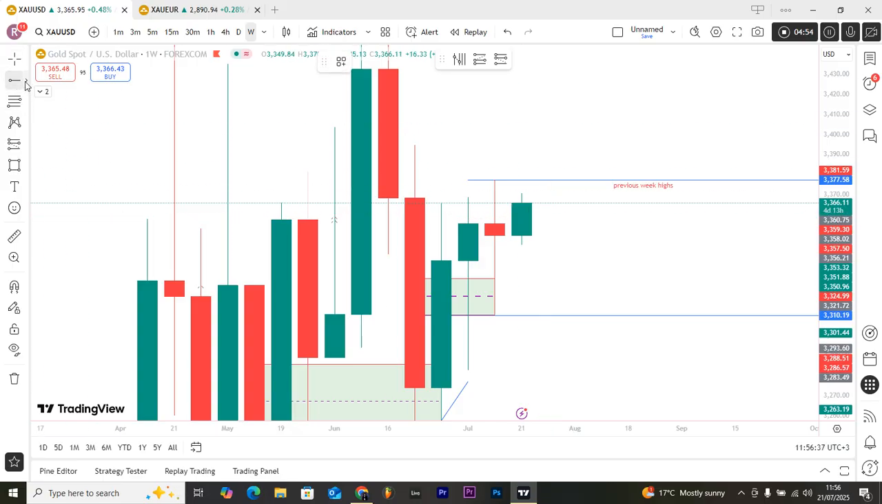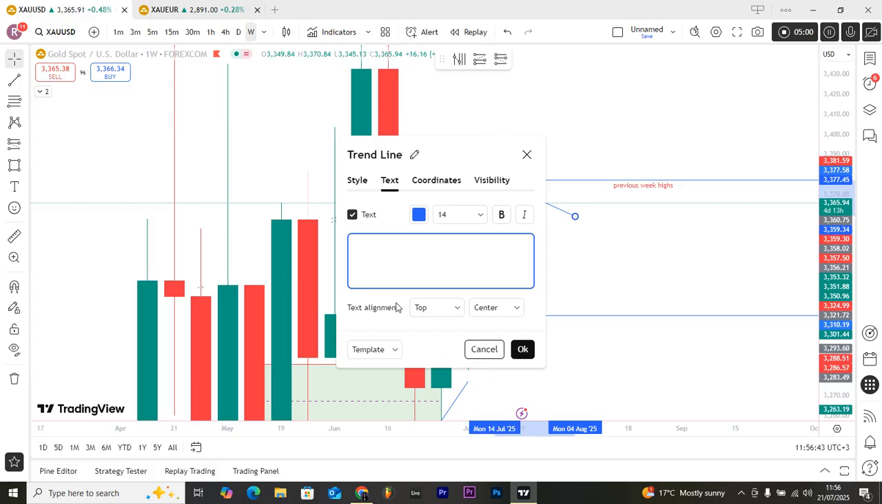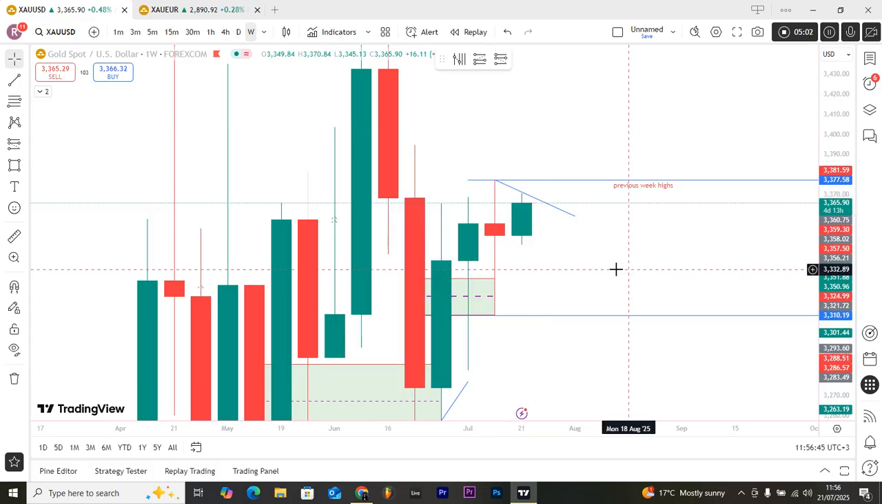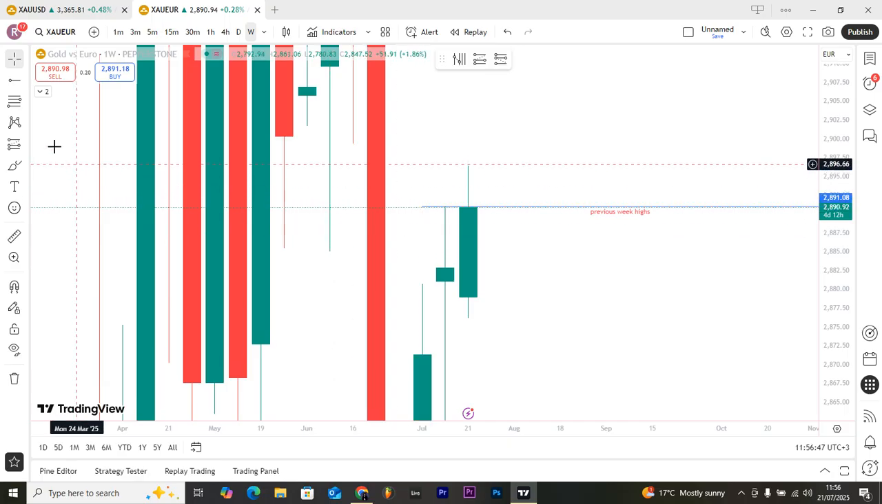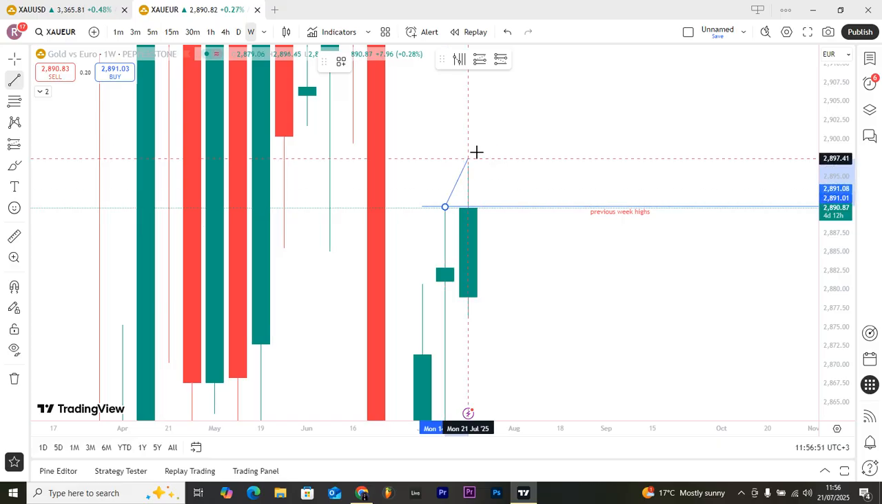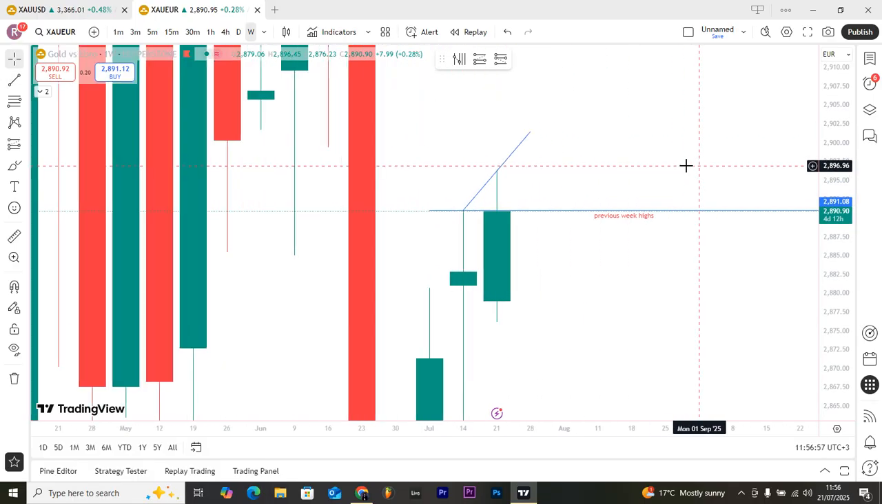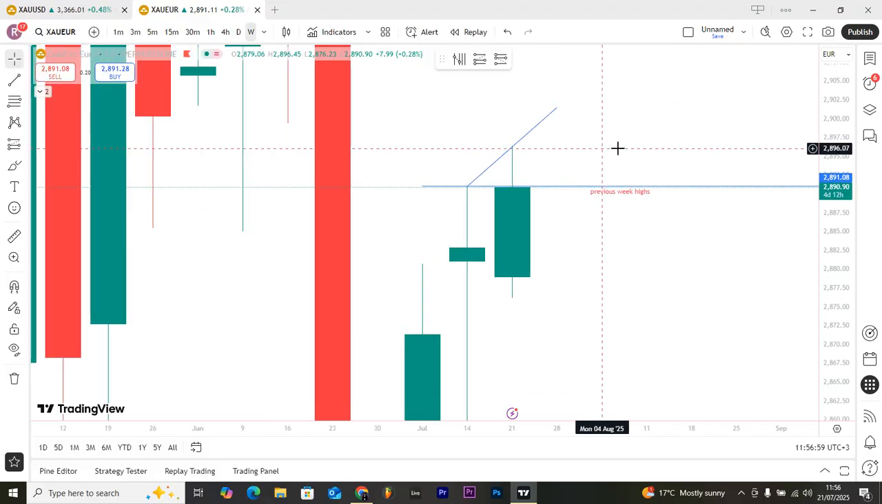Other people like to draw it like this. Maybe if I draw it like this, you'll be able to see it well right there, and I can label it SMT. Just leave that, this is not important. We have SMT right here. That is SMT, smart money divergence, some smart money technique, right? So there it is, guys.